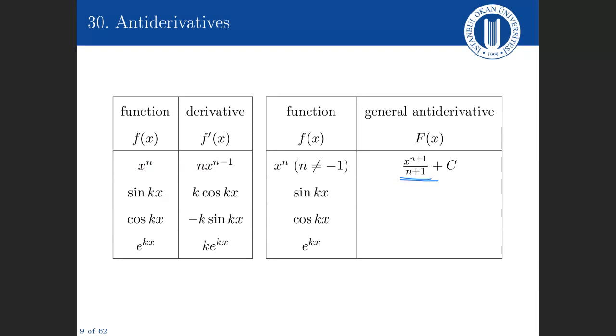The general antiderivative of x to the power n is x to the power n plus 1 divided by n plus 1, and then always plus a constant if we're doing the general antiderivative.